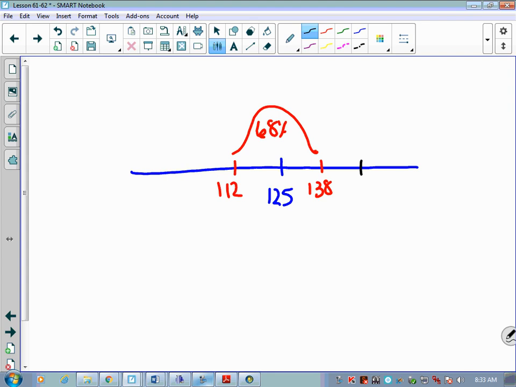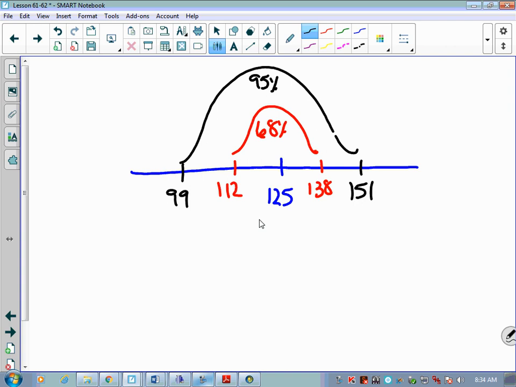I believe we showed this towards the end of Algebra 2. Now we want to go another standard deviation out. So we're going to take 138 and add 13: 151. Okay, and we want to take 112 and subtract 13: 99. Now that's two standard deviations, and two standard deviations will contain 95% of the data.